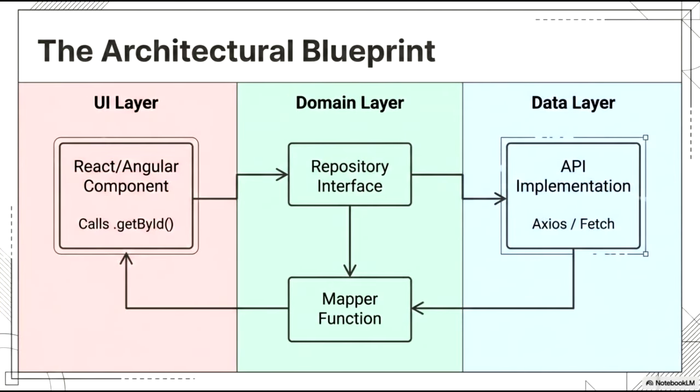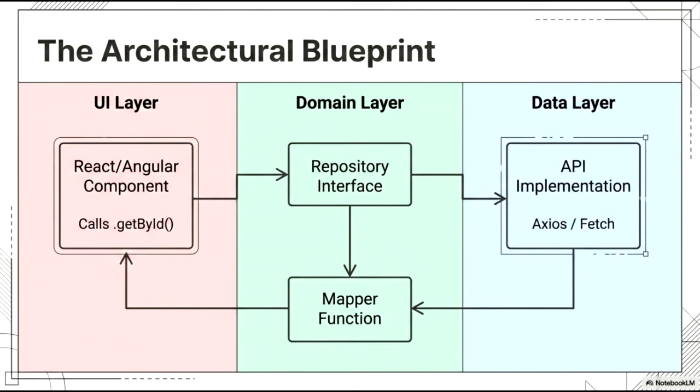This architectural blueprint illustrates the flow of data through three distinct sections of our application: the UI layer, the domain layer, and the data layer. The process begins within the UI layer, where a front-end component, built in a framework like React or Angular, initiates an action, such as calling a getById method. To maintain a clean separation of concerns, this component does not communicate directly with the backend. Instead, it interacts with the domain layer via a repository interface.